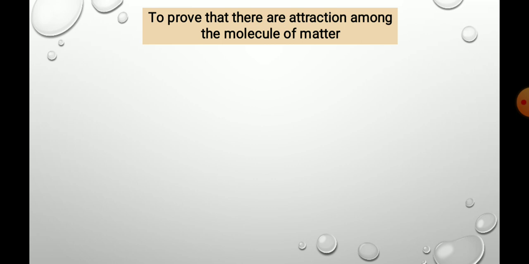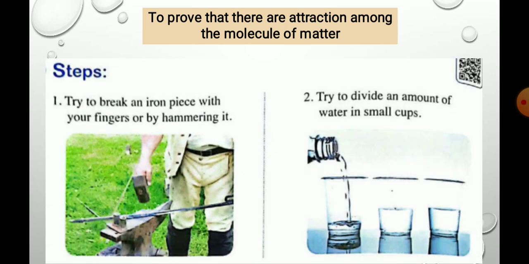And now, to prove the presence of intermolecular space or the attraction force among the molecules of matter, you should do this experiment. Number 1, try to prick an iron piece with your fingers or by hammering it, as you see in this picture. And after that, try to divide an amount of water in some cups, as you see in picture number 2. So the observations: it's difficult to prick the iron piece, but it's easy to divide the amount of water into portions.